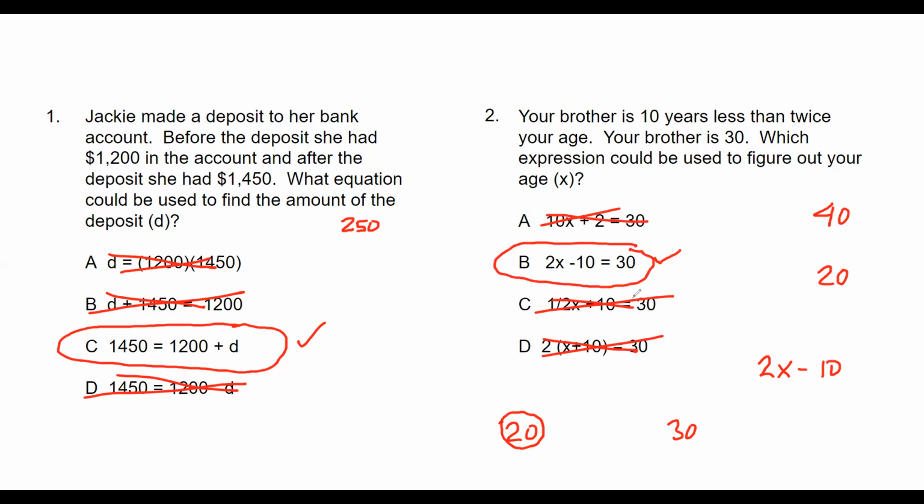And this is the equation that they were kind of expecting you to draw out of this if you were going to solve it the equation way. 2x minus 10 equals 30. And then we could solve that for x, and we would get x equals 20.